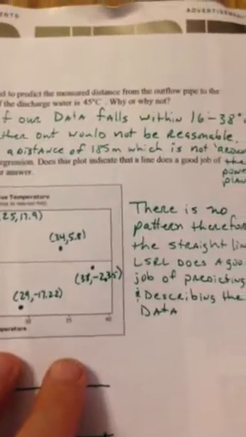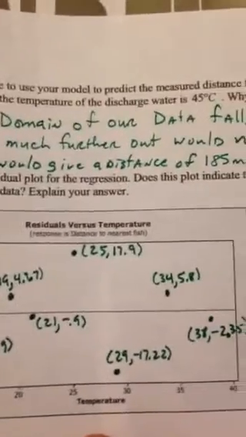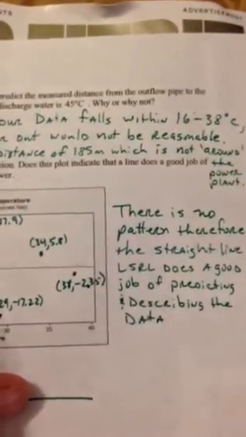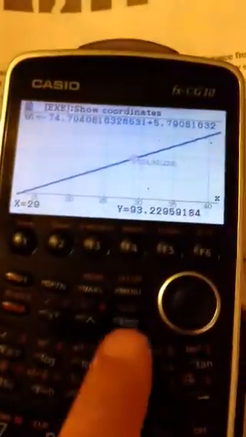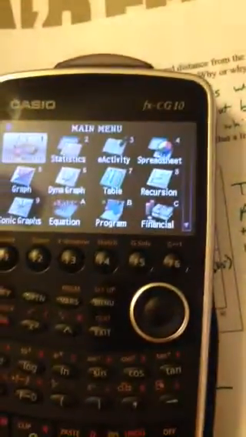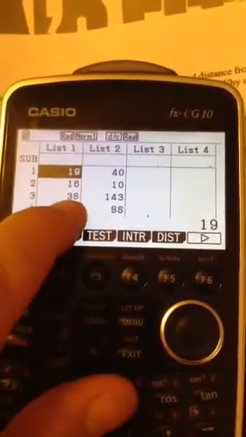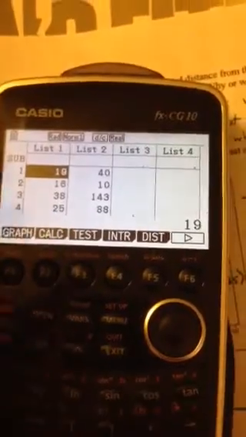All right, on this one, is it reasonable to use your model to predict the measured distance from the outflow pipe to the nearest fish if the temperature of the discharge water is 45 degrees? Well, if you notice, the domain of our data falls within 16 to 38 degrees. So if I go back to menu, let's go back to number 2. Okay, notice 16 is my lowest, 38 is my highest. So my domain is between those two numbers.